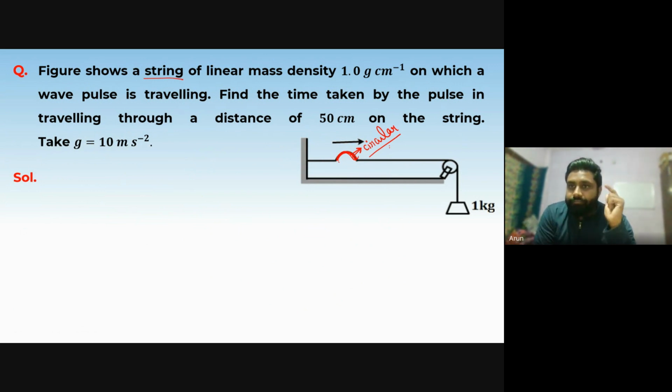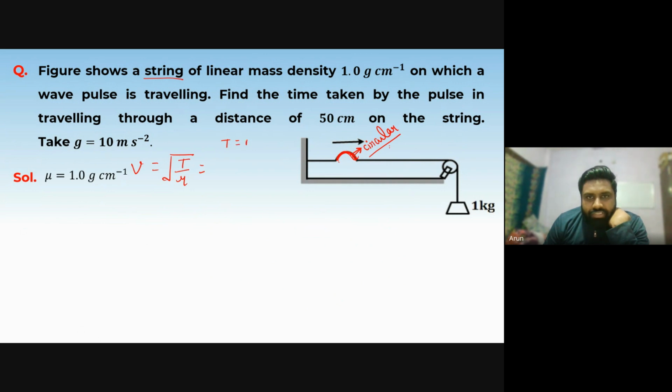There will be a spark in your mind, that we have seen the speed in a stretched string, and there is a formula there. And what is that formula? That formula is v equals square root of tension upon mu. And mu is already given to you, linear mass density. There is no point of discussion here. Tension will be given by the fact that this string is stretched by this 1 kg block. So T will be mg.